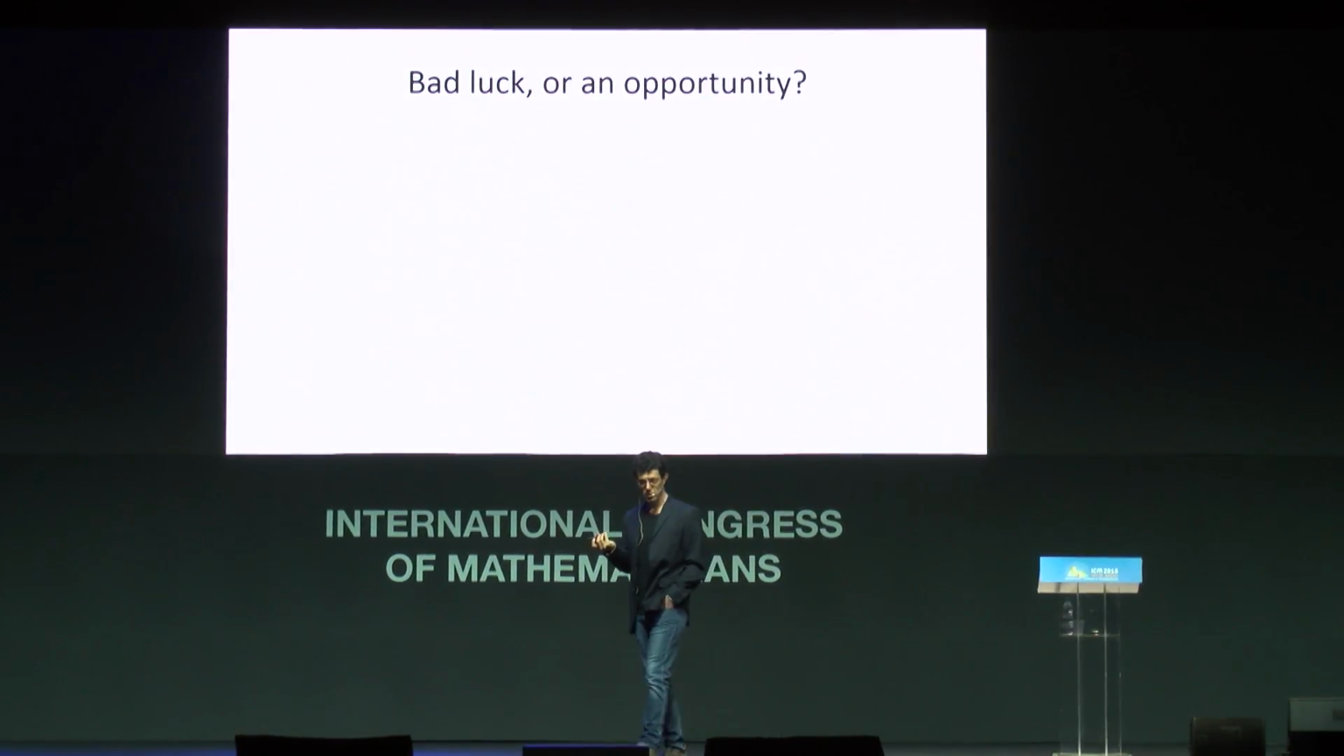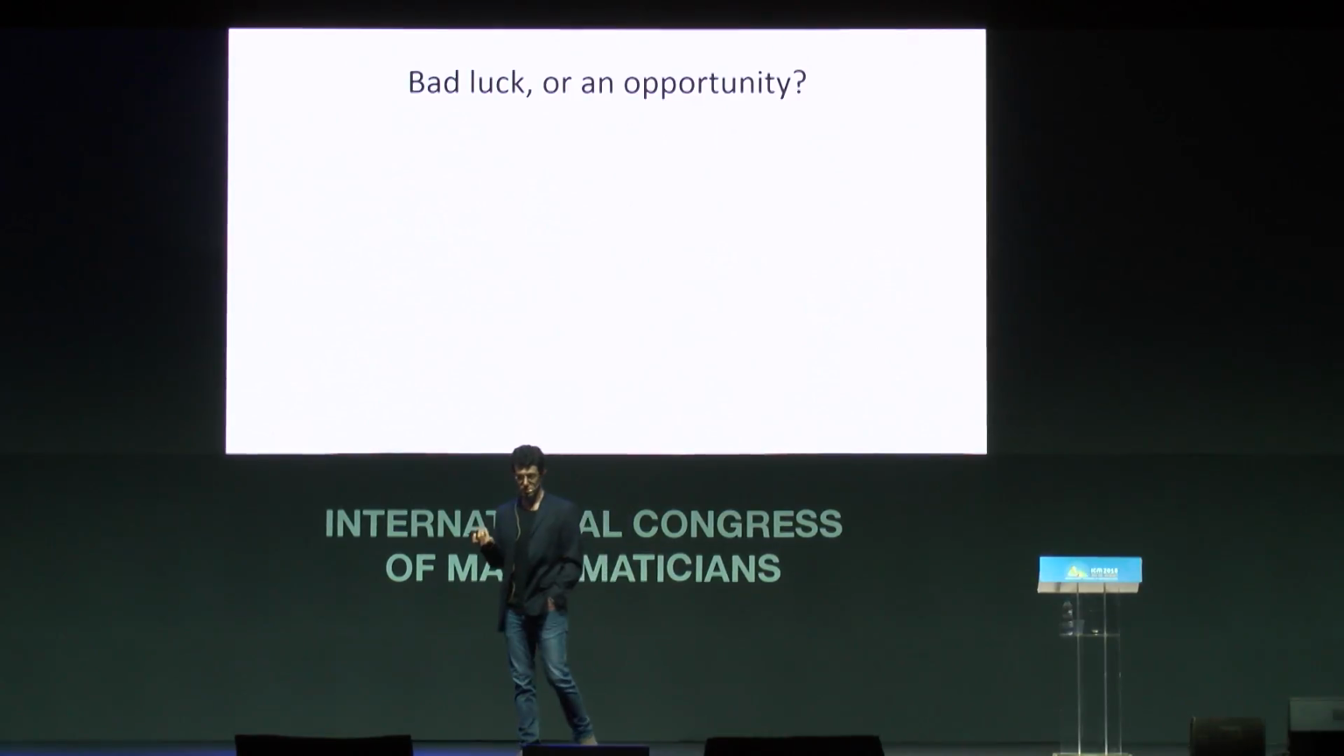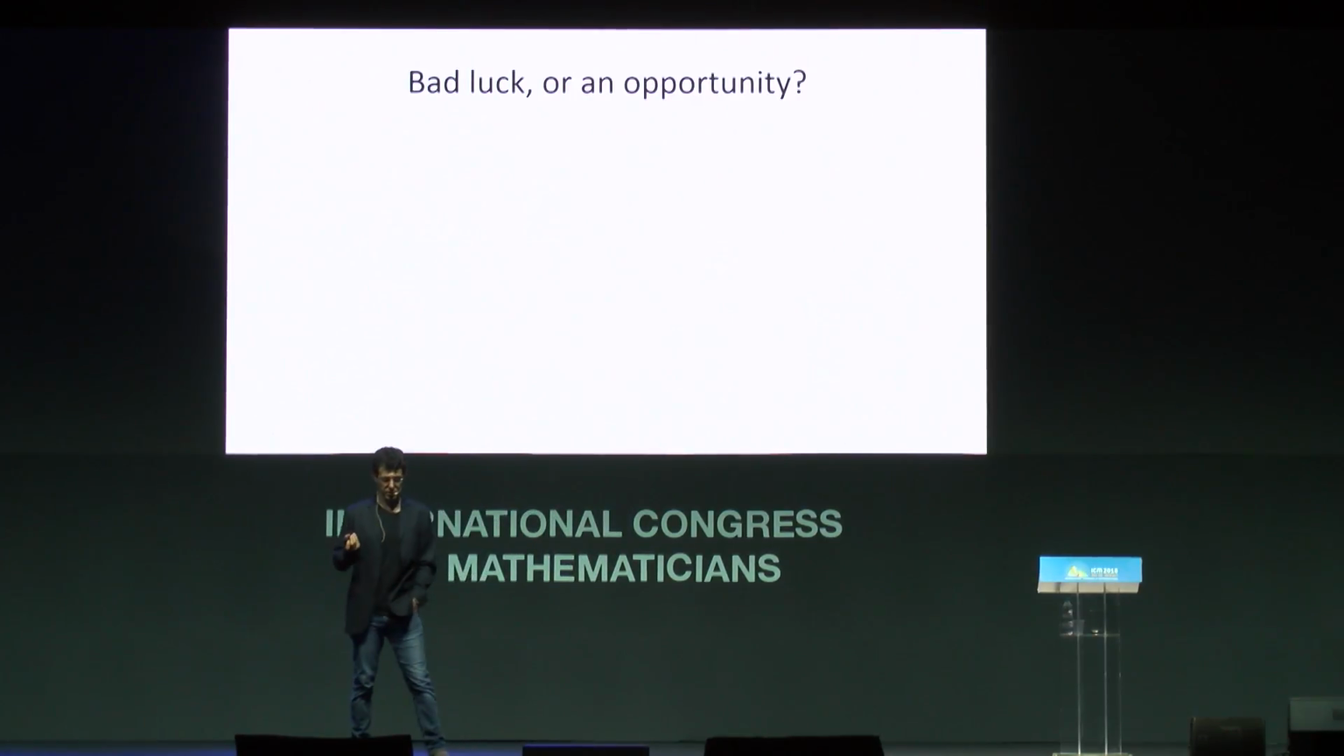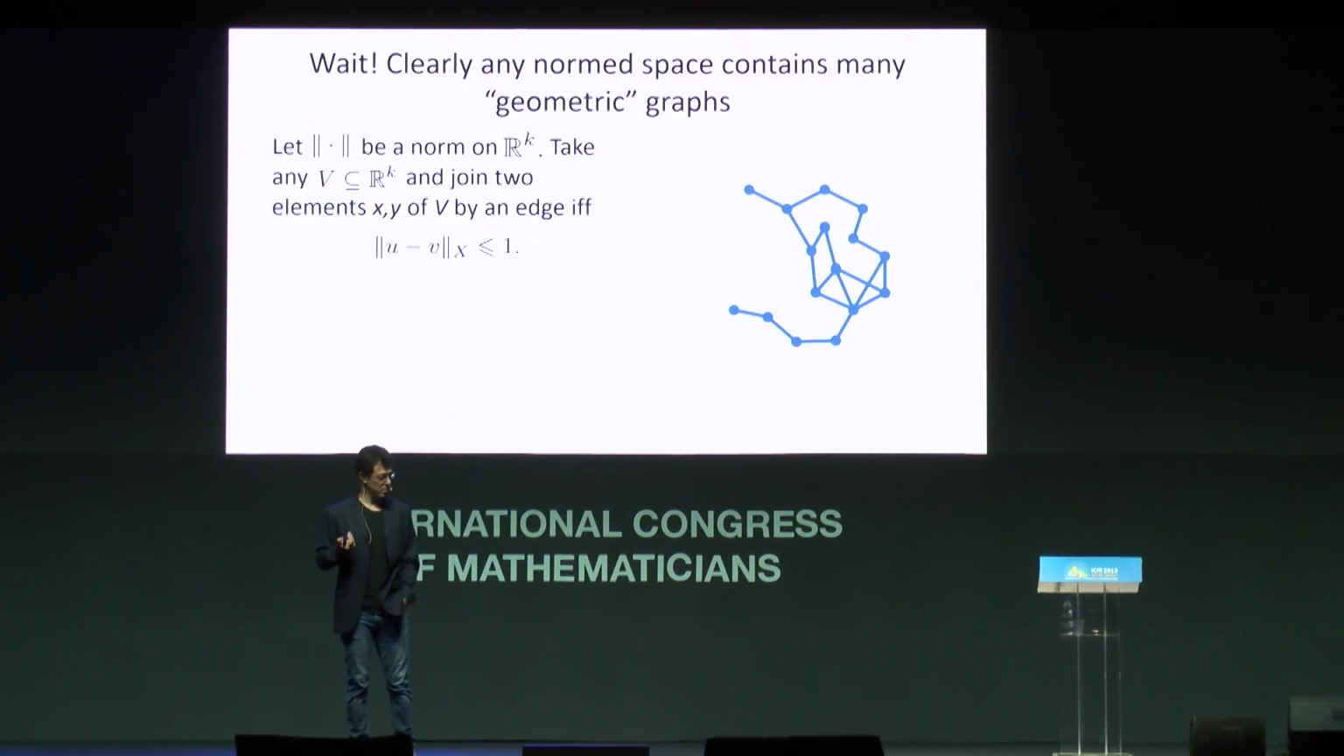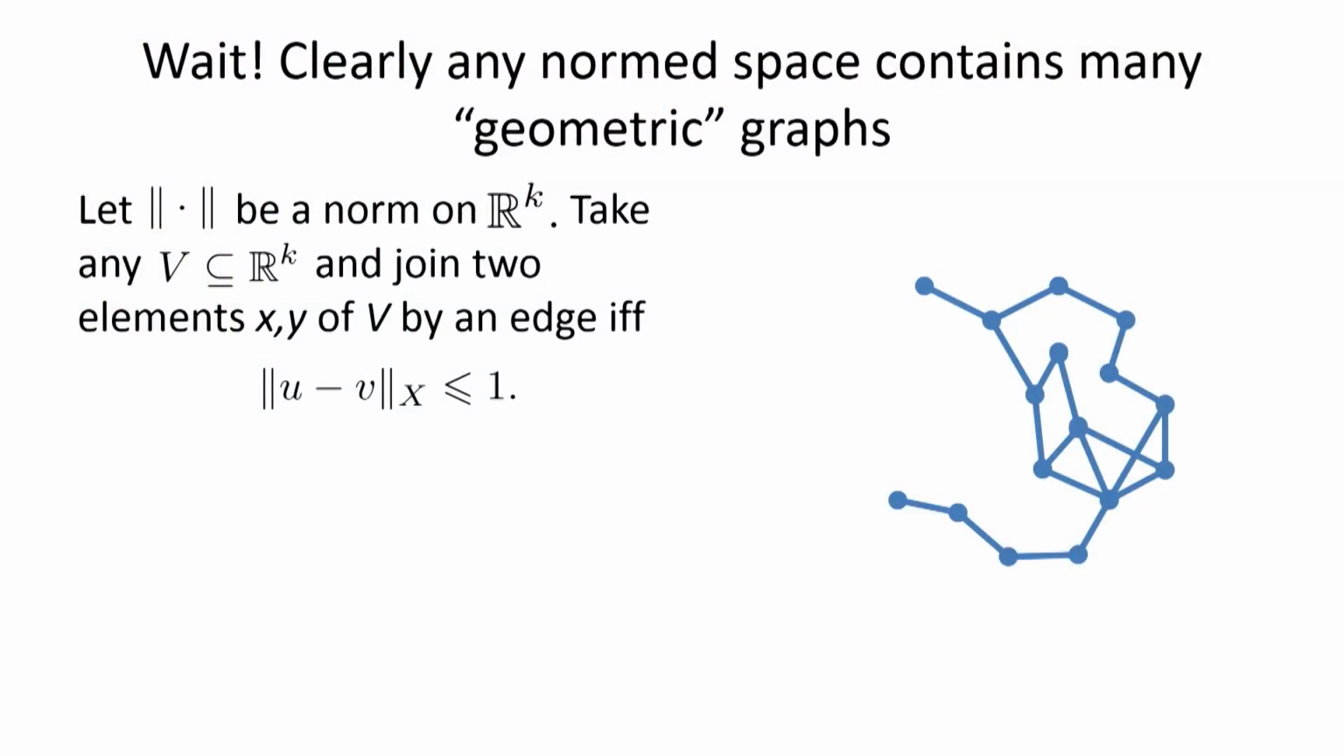Is this bad luck, or maybe we have an opportunity here? Let's revisit what's going on. So wait a minute, if you give me a k-dimensional norm, it does contain many graphs. Trivially, you can build what we call geometric graphs: give me any subset of the norm, and declare two elements in the subset to be neighbors if their distance is at most 1. 1 is any parameter, I just normalized.